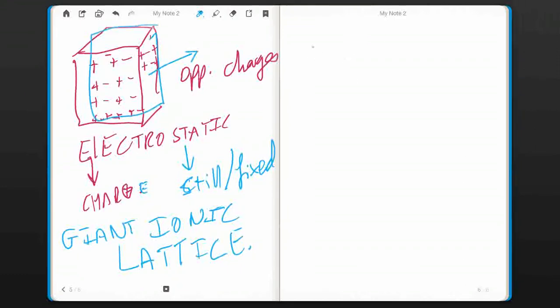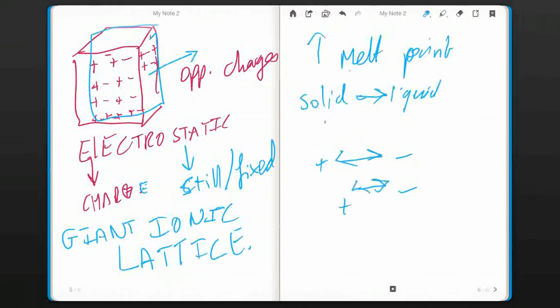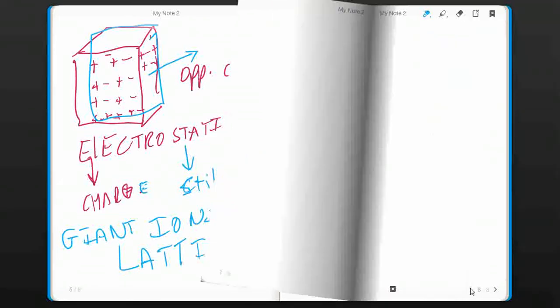Well, if you do have a high melting point, it means a lot of energy is needed to allow them to move, because obviously melting is going from solid to liquid. And in order for them to become liquids, you need them to be further apart. But they have a very strong charge between them, and that's called the electrostatic charge. So more energy, more heat is needed, so a higher temperature is reached, a higher melting point.